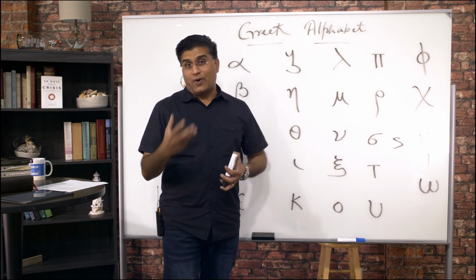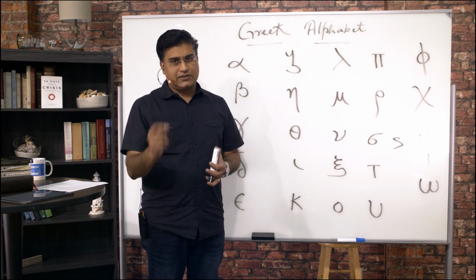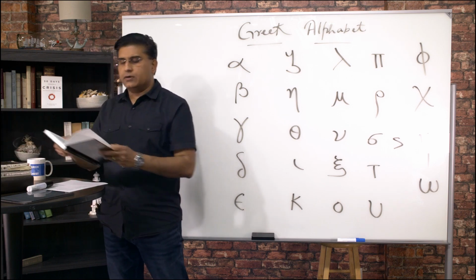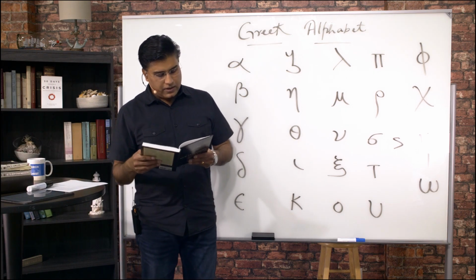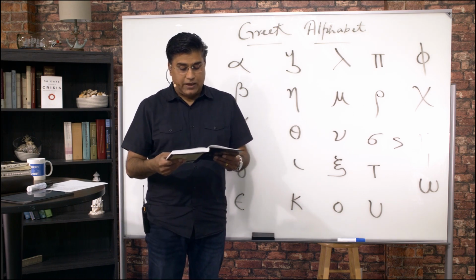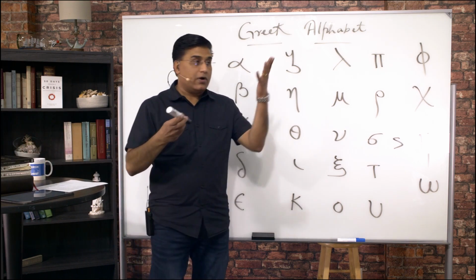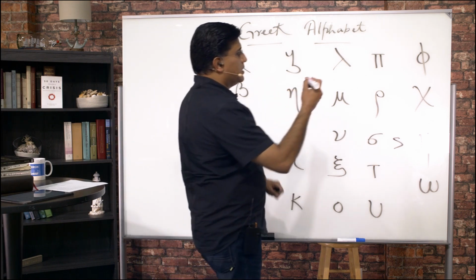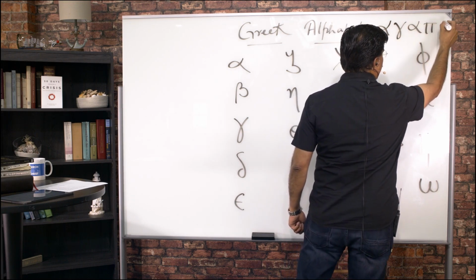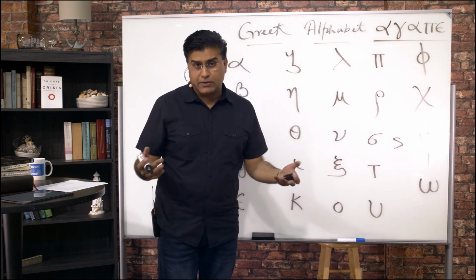So when you memorize them with that sound instead of doing the alpha, beta, gamma, delta, epsilon, zeta, eta, theta, iota, kappa, and that's fine, and we can do that. But you'll see how easy it becomes when you have to read a word. For example, I'm going to put a word up here. The word agape. Let's think about the word agape. We know what the word agape means. It means love.